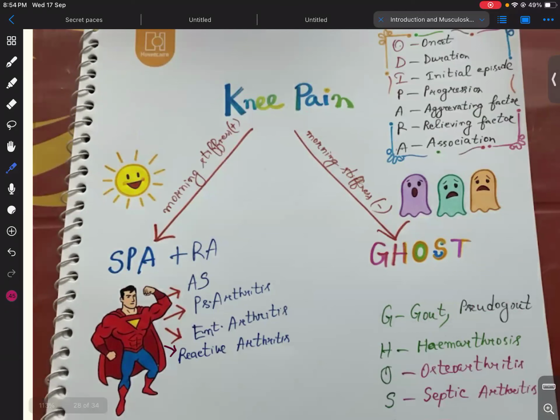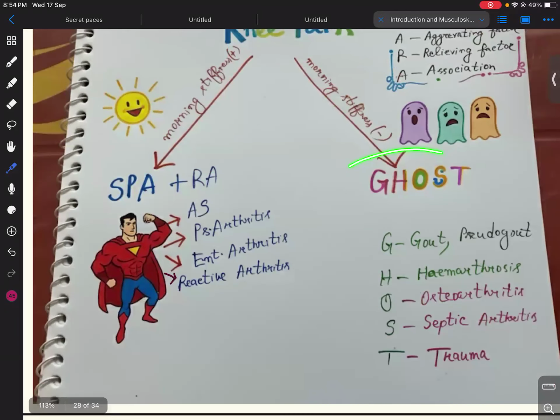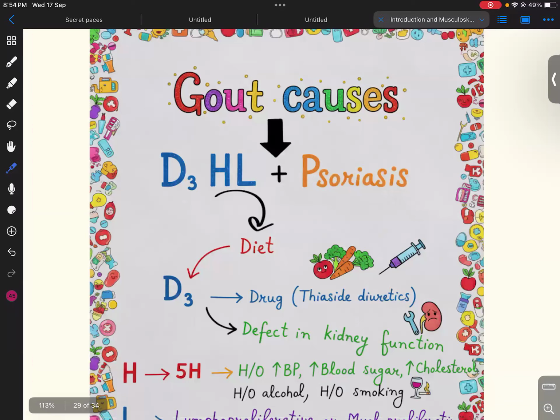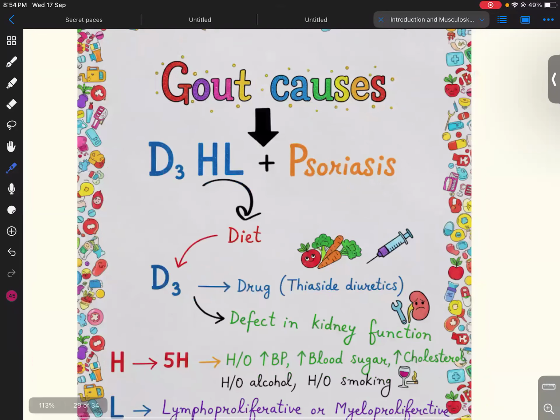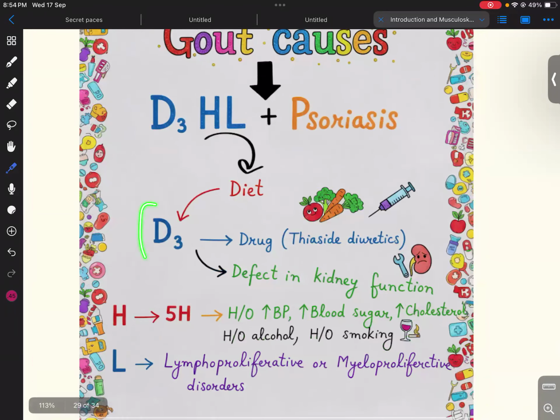So what are the mechanical causes of knee pain? Gout, pseudo-gout. So what are the causes of gout? To remember the causes of gout, there is a simple mnemonic, that is DHL and psoriasis. DHL is the name of a parcel company, we all know that. So what goes for D, H, and L? Actually, there are 3 Ds. One is diet, one is drug, and another D is defect in kidney function.